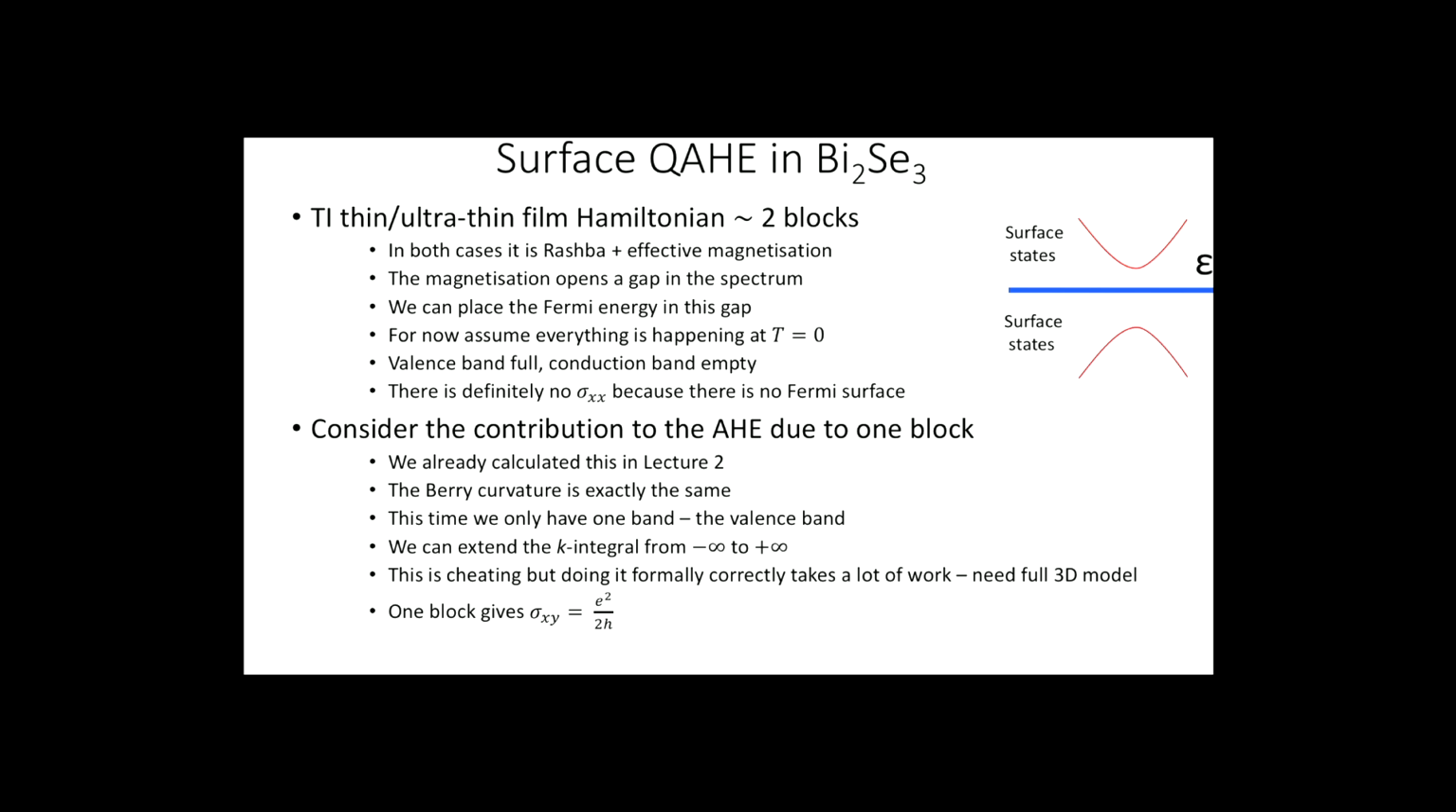However, here, mathematically it is cheating a little bit, but it's not cheating to extend the wave vector to infinity here, because there's nothing else beyond this. There are some technical reasons why you can't formally do this. Actually, to get the result correctly, you need a three-dimensional model, and you need to do a lot of formal maths. Qi Xiaoliang has done it, so if you look up, he has a paper from 2011. But still, you get the right result by doing this simple procedure. You just extend the wave vector to infinity, and then one block will give you e squared over 2h.